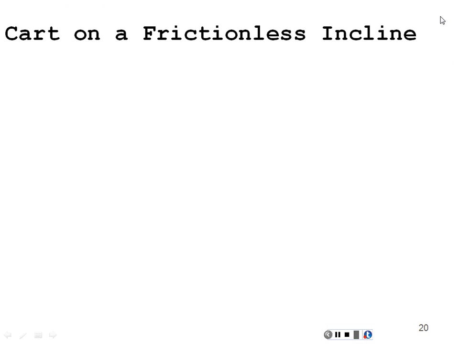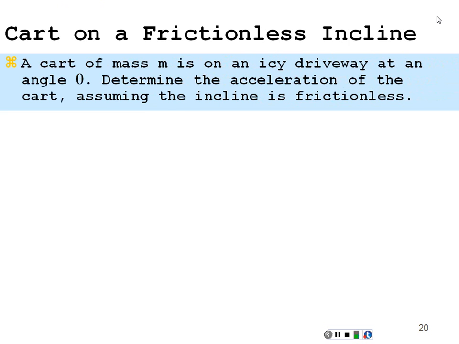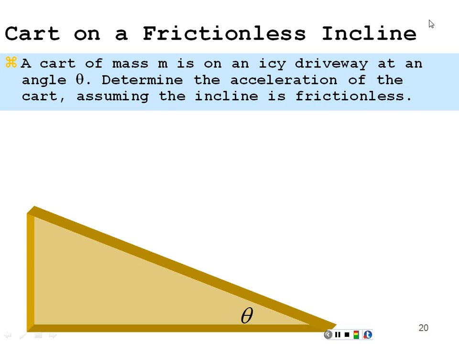All right, let's look at another example. In this case, a cart on a frictionless incline. A cart of mass m is on an icy driveway at an angle of theta. Determine the acceleration of the cart, assuming the incline is frictionless. So we have a cart on an incline, and this cart has wheels, but it's a frictionless incline anyway, so the wheels aren't going to turn. It's going to slide down this incline without friction.